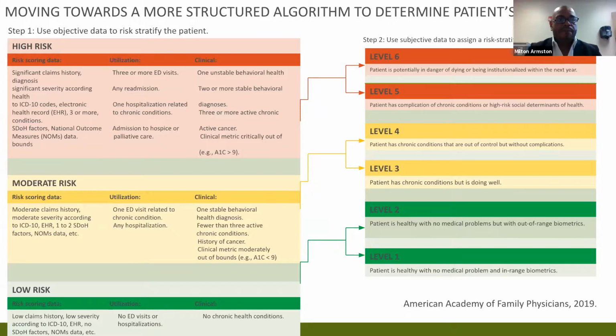Due to time's sake, what we want to do as an organization is move towards a more structured algorithm to determine the patient risk. So before, whereas we looked at certain things and put patients into a category of high, moderate, or low, we want to take it a step further and begin to take that information and put patients into risk levels, and definitely begin to focus more on levels 4 through level 6. Next slide.